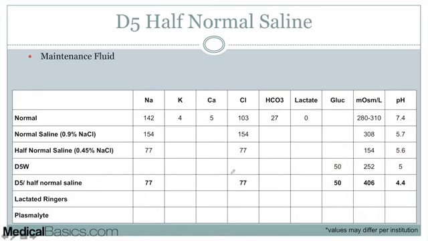The next thing that we're going to be thinking about is D5 half normal saline. And this is essentially D5W plus half normal saline. If we see, we just combine the two, right? We now have 77 milligrams of sodium, 77 milligrams of chloride, and glucose of 50, which is just these two combined into 1 liter of fluid. We see that the osmolality is significantly more hypertonic than our extracellular fluid, but it's also still acidic.